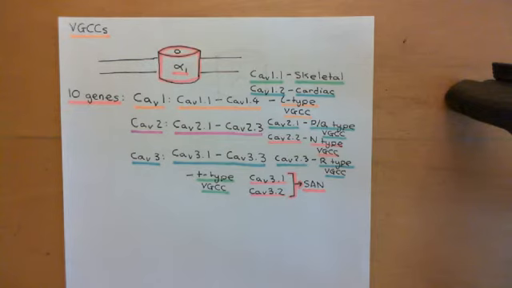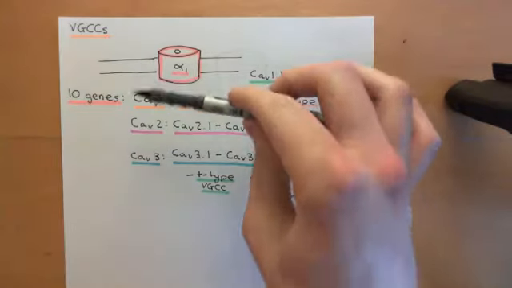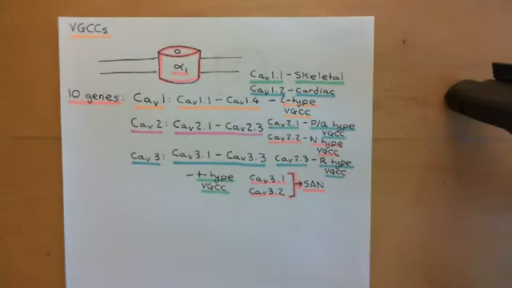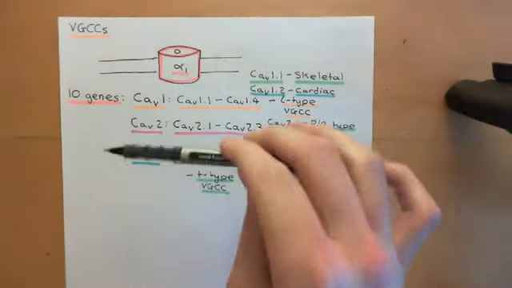Now, we've been discussing all of the different types of alpha-1 subunits of voltage-gated calcium channels. We've seen that there are 10 different genes for alpha-1 subunits of voltage-gated calcium channels, and that they're grouped into three different families, the CAV1, CAV2, and CAV3 families. And we've been discussing the other names for the different types of voltage-gated calcium channels that are produced from alpha-1 subunits of these different types.